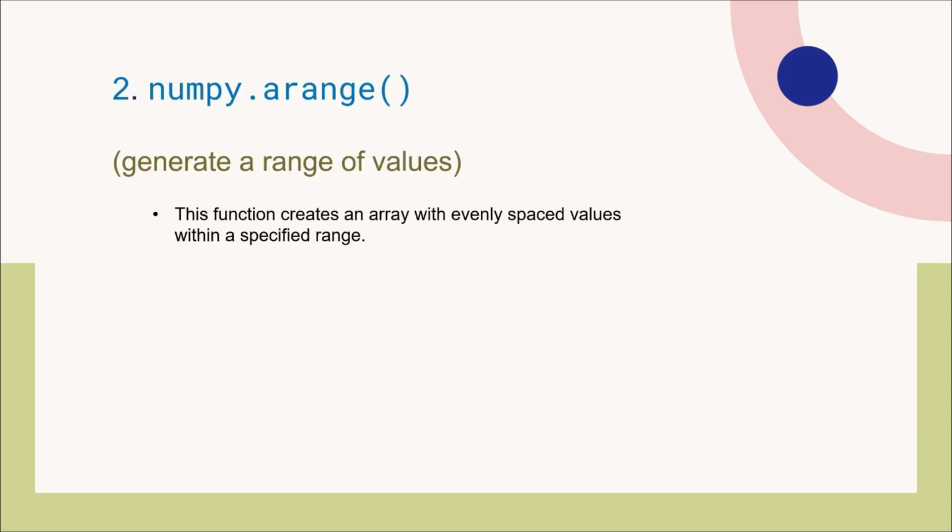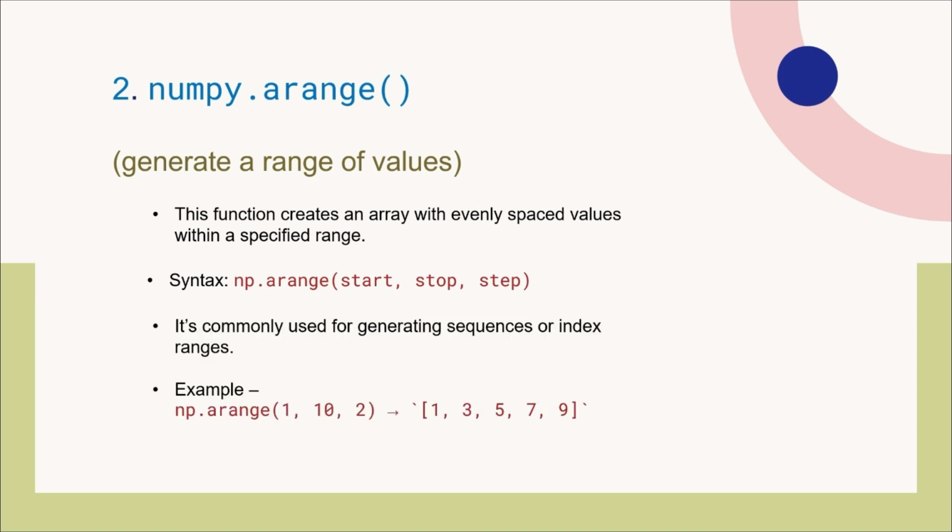Now coming to the second function, which is numpy.arange. This function is used to create an array with evenly spaced values within a specified range. So the syntax of this function is np.arange start, stop, step. Here the start is the value from where we would like to create the array, and stop is the value where we would like to stop our range, but the stop is exclusive here, and step is nothing but the step size that we would like to mention.